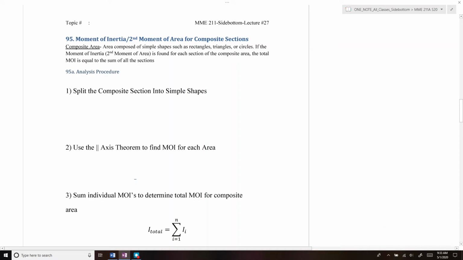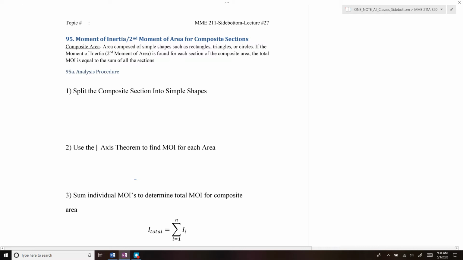Alright, so in this video we're going to talk about how you can determine the moment of inertia or the second moment of area for a composite section. A composite section is an area that's composed of simple shapes such as triangles, rectangles, or circles. If we can find the moment of inertia for each section, the total moment of inertia is equal to the sum of all the sections.